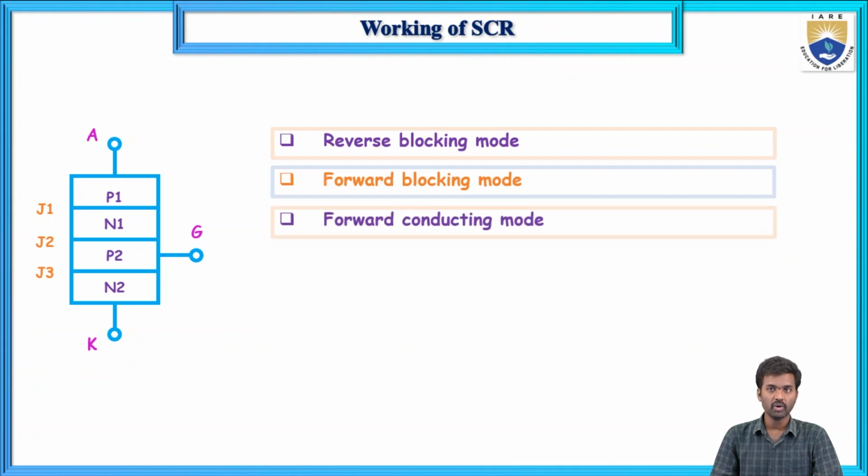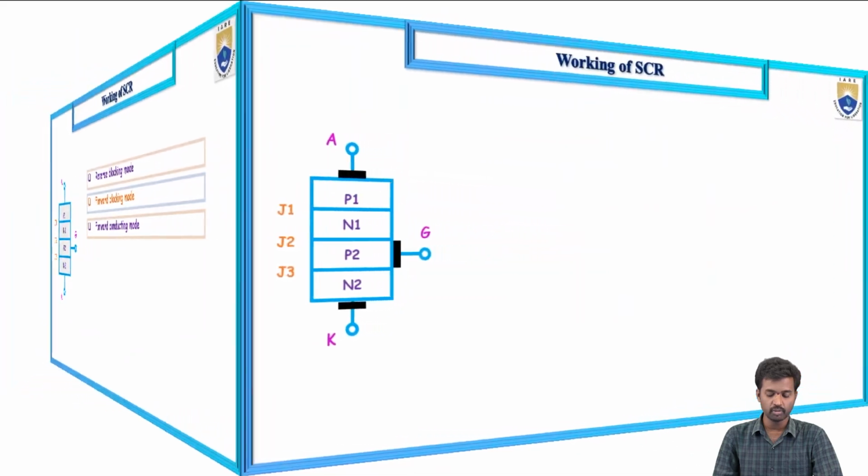Reverse blocking mode, forward blocking mode and forward conducting mode. In the two blocking regions it acts as an open circuit, and in the conducting region it acts as a short circuit. So now it is an open switch, and in this region it acts as a closed switch. So SCR acts as a switch. Let us first discuss the reverse blocking mode.